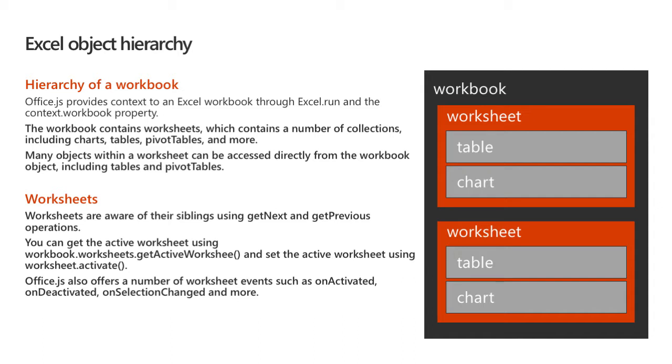Many objects within a worksheet can be accessed directly from the workbook object, including tables and pivot tables. Worksheets are aware of their siblings with abilities to get next and get previous. You can get the active worksheet using the workbook.worksheets.getActiveWorksheet and set the active worksheet using the worksheet.activate function. Office.js also offers a number of events that developers can hook into for various worksheet actions by the user including the onActivated, onDeleted, onSelectionChanged methods, and more.